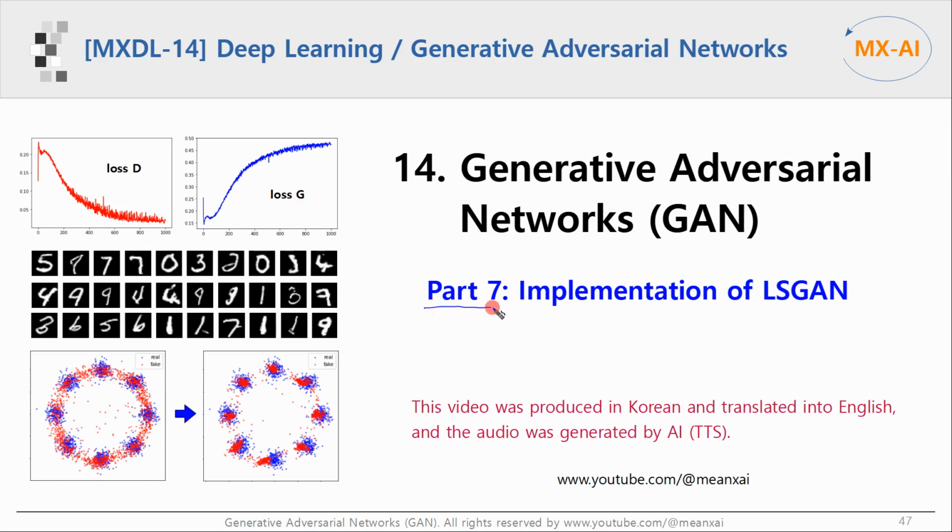This is part 7 of a series on generative adversarial networks. In this video, we will implement LSGAN models.